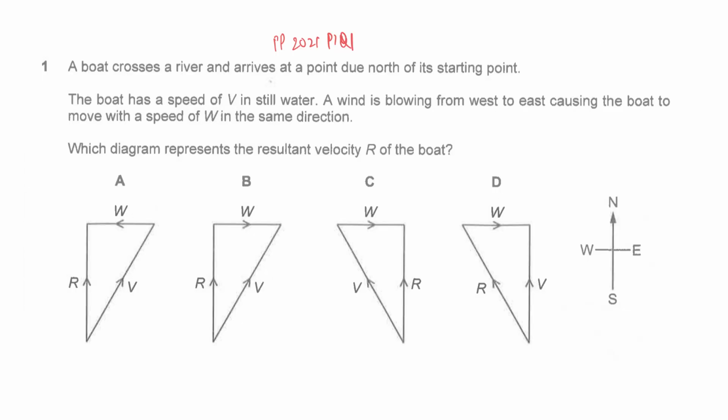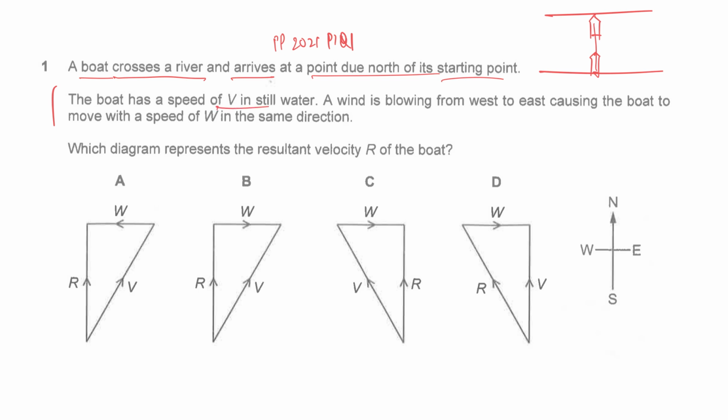Now this question is a bit tricky. You're given a boat that crosses a river and arrives at the point due north of its starting point. So that means the starting point of the boat is here. Eventually it will end up here, just going straight due north. But you have to read this portion here carefully.